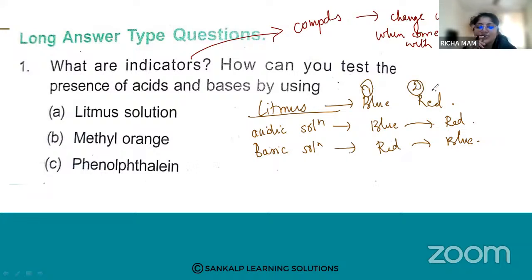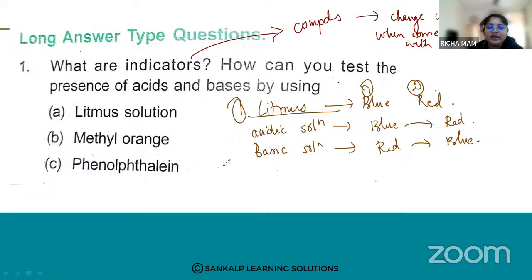What is a litmus solution? It is like a purple dye. So if you have an acidic solution, then blue will turn red. And if you have a basic solution, red will turn blue.